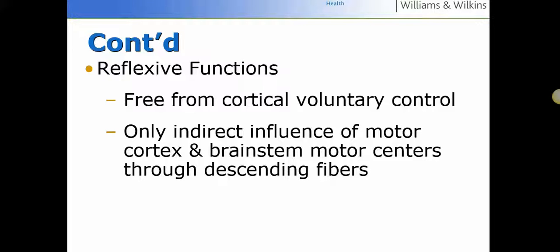So the reflexive actions are free from cortical voluntary control, but however, they have an indirect influence of motor cortex and brainstem motor centers through descending fibers. So reflex, they said, if the spinal cord waits to get a message from the cortex, then by the time, if your fingers are touching a painful stimulus, it might get damaged. So to prevent that extra time, the processing happens locally at the level of spinal cord.